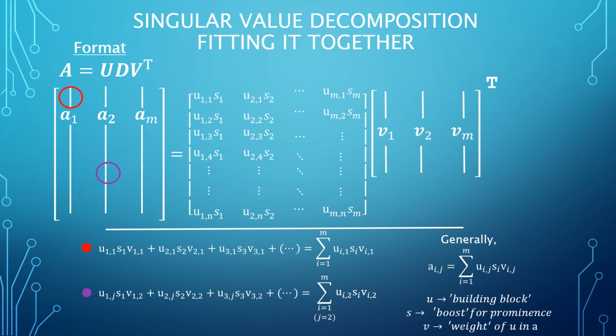So that's what we can see on the bottom here, the mathematical expression for the summation of face element, building block element multiplied by its boost factor, the singular value, multiplied by its weight for a given data item.